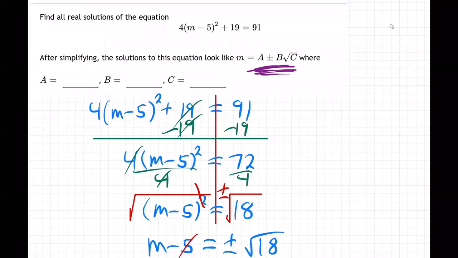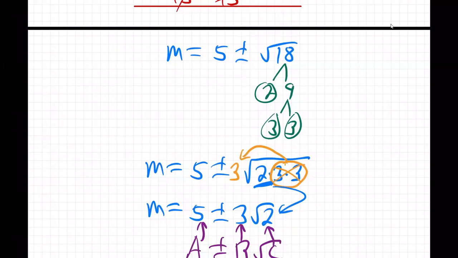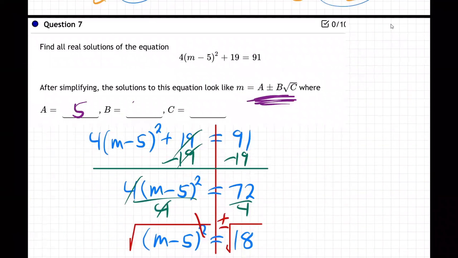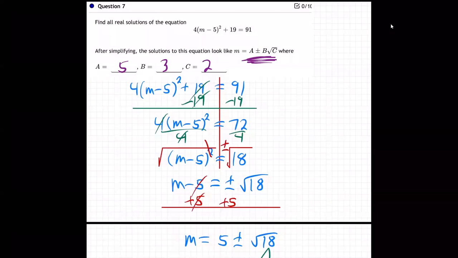Okay, and then they told us to get it in the form right here, a plus or minus b root c. They want a plus or minus b root c. So the a is 5, b is 3, the c is 2. So you can identify a, b, and c: 5, 3, 2. So I'll just come back here and go 5, 3, 2. So there we go.